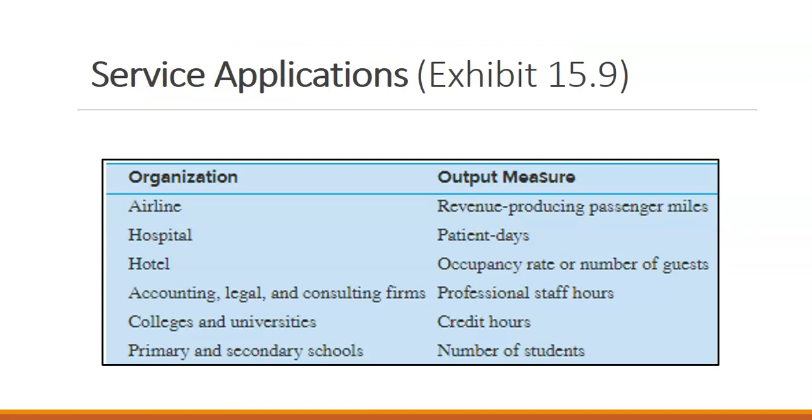So for example, an airline might look at passenger miles, a hospital would look at patient days, and a hotel at occupancy rates. Service firms such as accounting or legal firms would use professional staff hours. Colleges and universities use the number of credit hours, and K through 12 schools can use the number of students. So this is a way to look at the efficiency measures and standard cost measures in service firms.